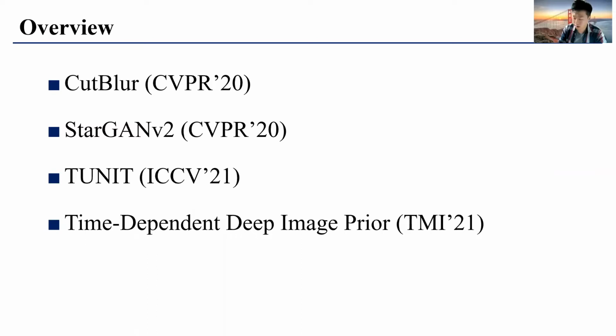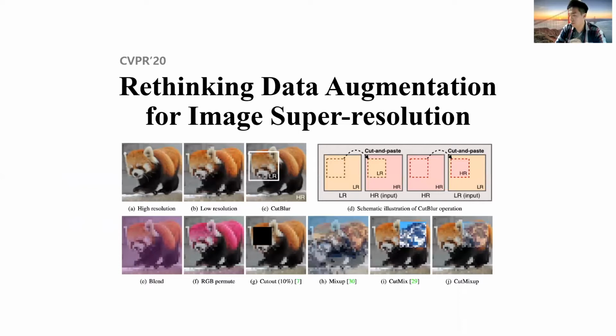In the last work, on time-dependent DB prior, which I published in a journal paper, the task is under a harsh constraint: you only have a single data with corrupted measurements. So first things first, the first thing is about data augmentation. This is the work I published in CVPR 2020. It was one of the first data augmentation methods not only for image super resolution, but for low level vision tasks. So let's begin.